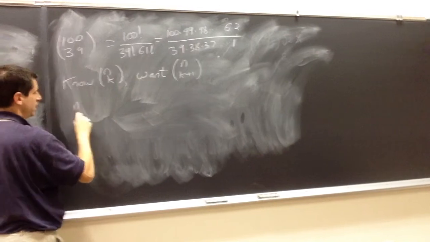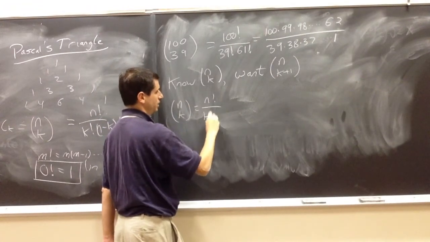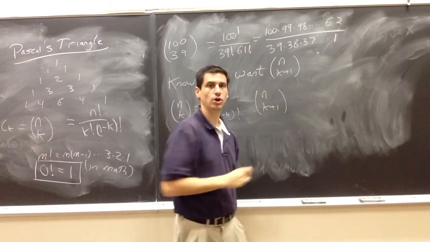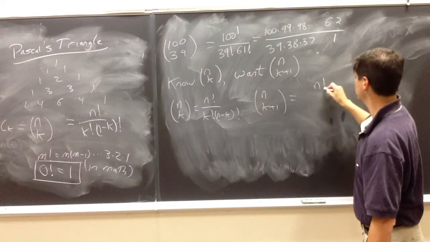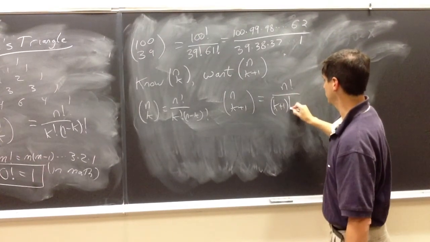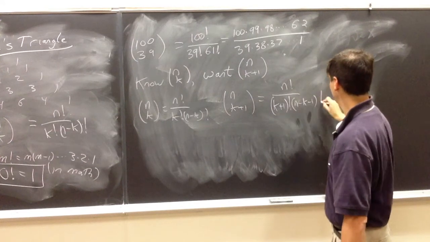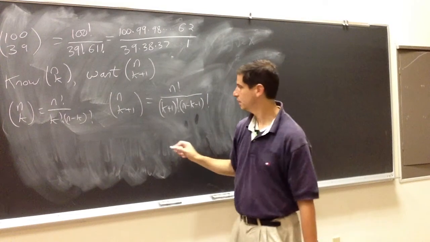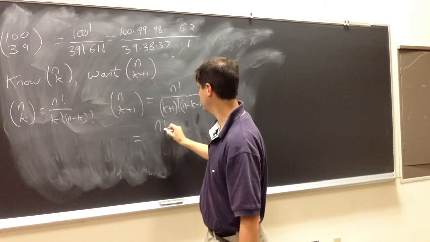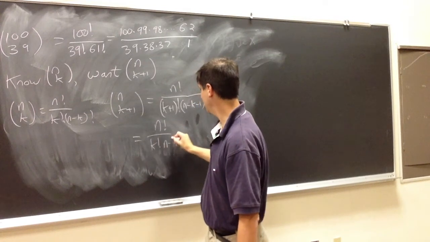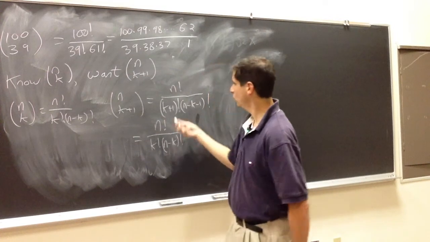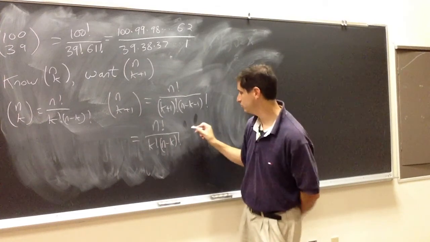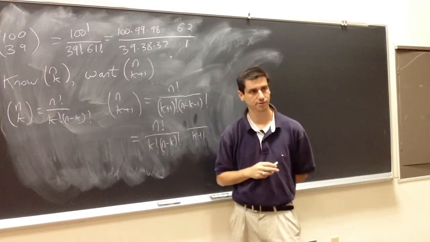So n choose k was n factorial over k factorial times n minus k factorial. To calculate n choose k plus 1, that's just going to be n factorial over k plus 1 factorial times n minus k minus 1 factorial. That looks very similar to n choose k. And if I rewrite it, I can write this as n factorial over k factorial times n minus k factorial. Well, I have a k plus 1. I only care about k. So I have an extra k plus 1 that I have to keep track of.